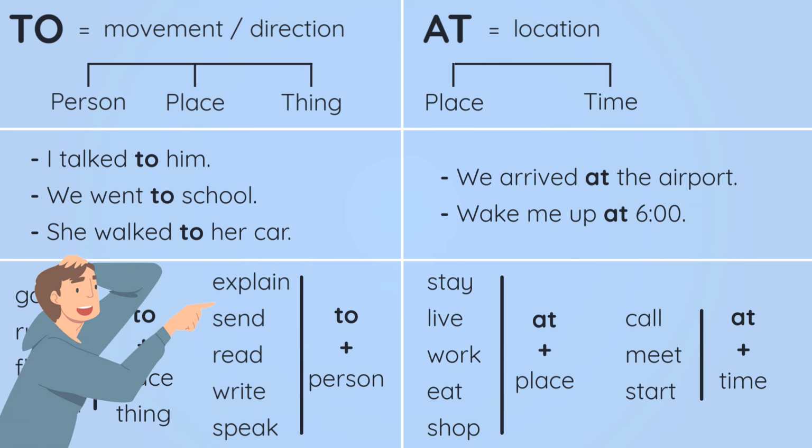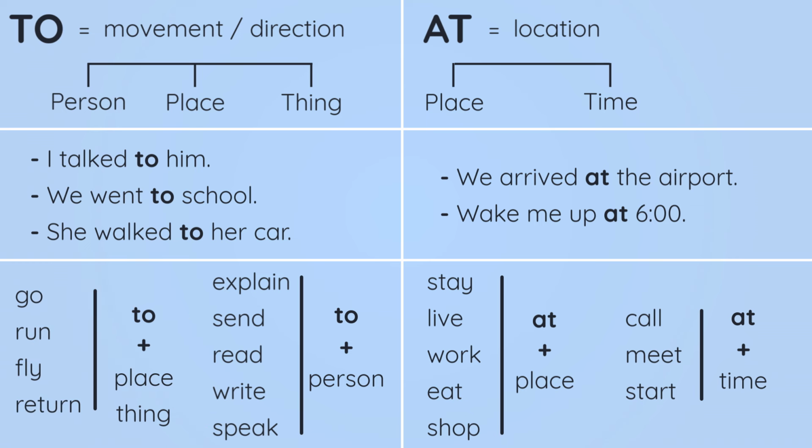Or you can also use lots of verbs with to plus a person. You explain something to someone. Send a letter to someone. Read it to someone. Write to someone. Or speak to someone. There is a direction, whether you're speaking or writing or walking or running. To is always movement and direction.